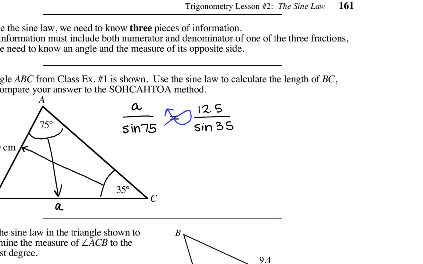We want to isolate for A, and right now A is top left, right, Norvisi? A is top left. So to isolate A, what do I got to get rid of?